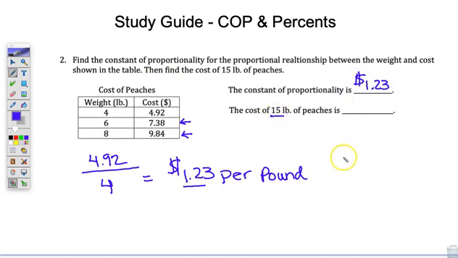To find the cost of 15 pounds, if 1 pound is equivalent to $1.23, then you simply multiply $1.23 by 15 pounds. When you do that, you should get a total of $18.45 to purchase 15 pounds of peaches.